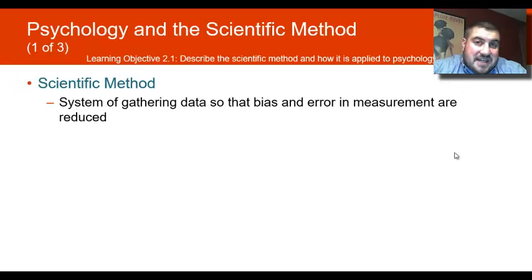So first off, the scientific method. You've probably had this since fourth grade. It is the system of gathering data in science so that bias and error are reduced. And you've probably learned, I don't know, 5 or 6 different scientific methods. I'm going to show you the one for psychology. And there are 5 steps.